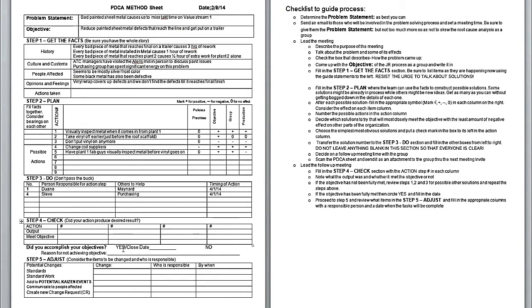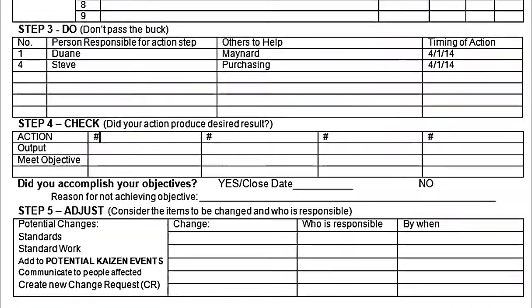10th important step, conduct the follow-up meeting, review the problem, review the facts, review the objective. Each action taken, was the objective met? If so, come down here and fill this part out. So this is action number 1 from up here, and the output was, well, let's say it did reduce defects. So yes, it did meet the objective.